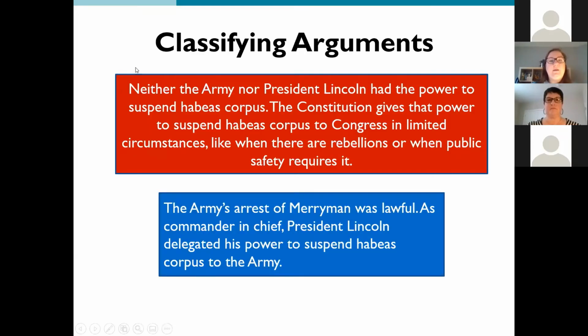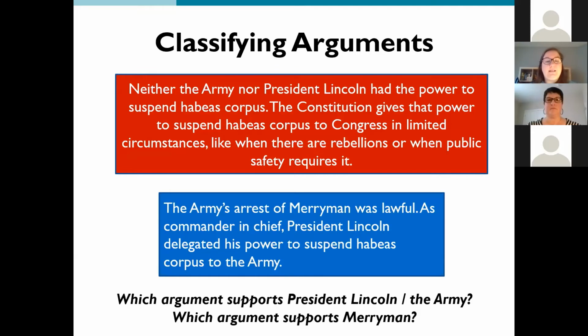So next, we've got some arguments that go with this case. What I've done is I've just pulled these arguments and copied and pasted them. One of these arguments supports President Lincoln, the Army. One of these arguments supports John Merryman's side. So remember that President Lincoln and the Army are trying to argue that, yeah, they have the power to suspend habeas corpus, that they need this right. And Merryman is saying, no, I want to get out of jail. President Lincoln does not have this right.